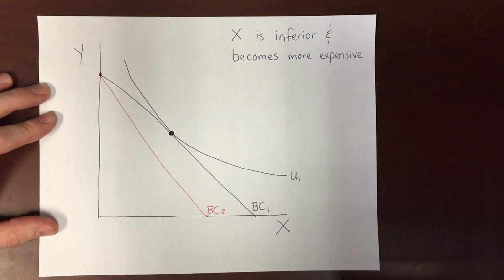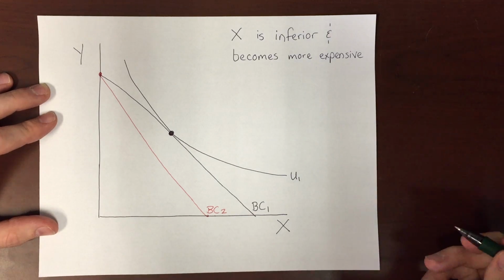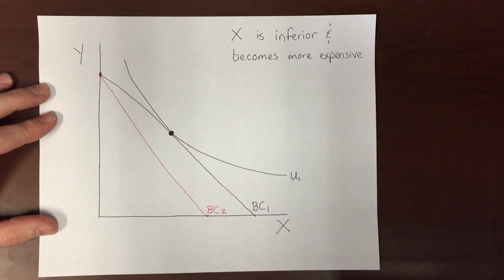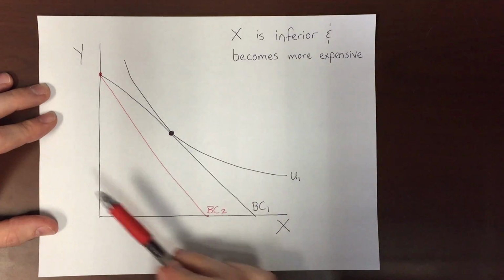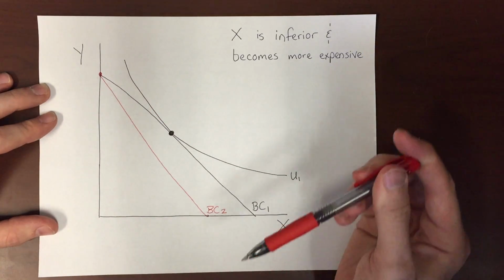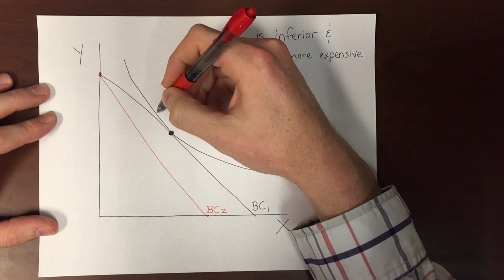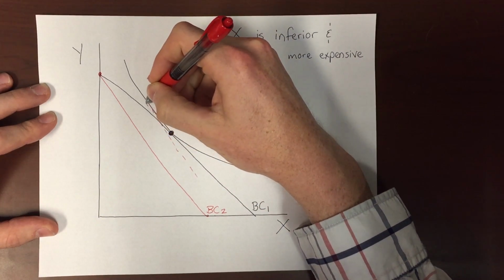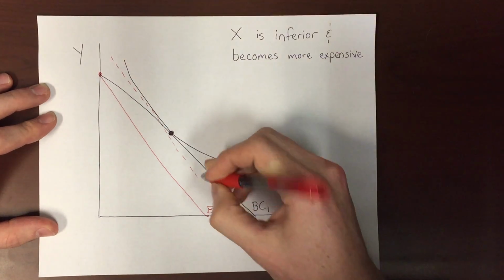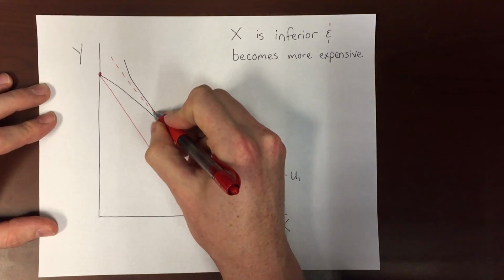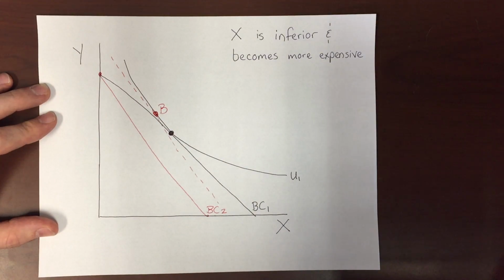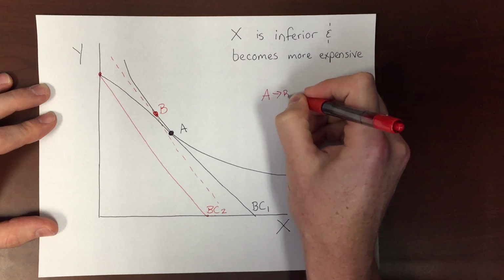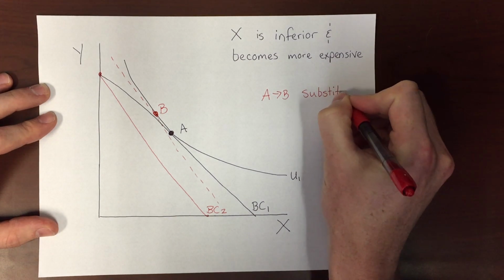All right, and so at this point now we can go through and ask, what is happening here? To get the substitution effect, we have to take the new slope of the budget constraint and put it onto the old level of utility, or the old indifference curve. So let's take that slope and slide it onto the old indifference curve. If we move that parallel over until it just touches, we'll be at some point here. So we'll have moved from the original point, point A, to point B, and from A to B is our substitution effect.